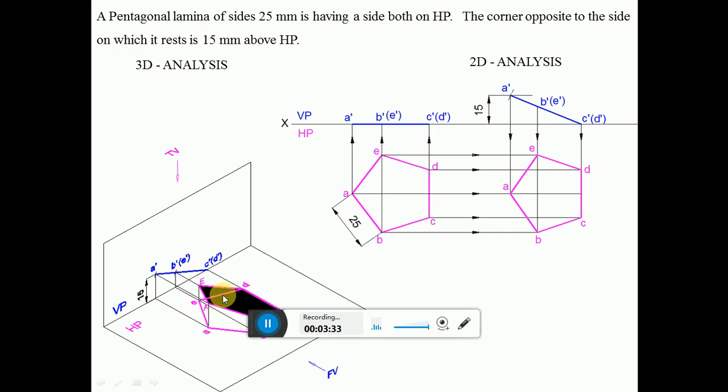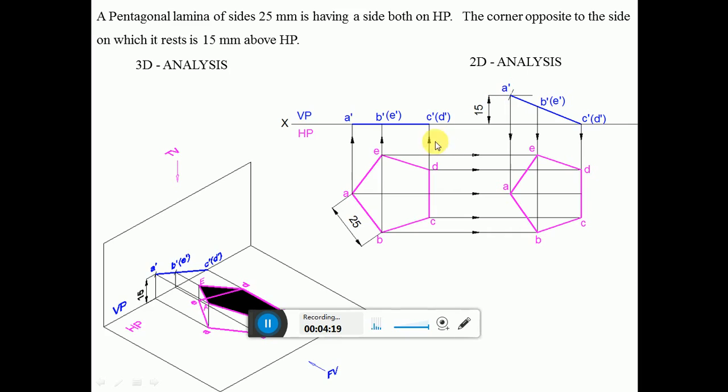But he has not given the surface inclination; instead he has given that the corner opposite to the side is 15 mm above HP. So how to transfer this in the second position in 2D analysis? You consider any point on the XY line at some distance from C dash D dash, because he says the side is resting on HP. So you mark that C dash D dash, then draw a line parallel to the XY line at a distance of 15 mm here. Then measure the length from C dash to A dash. From this point, you cut an arc on this by using the compass. You will get the point A dash.